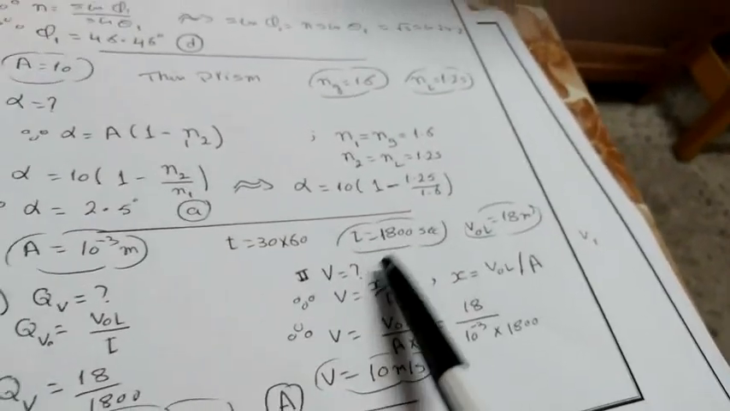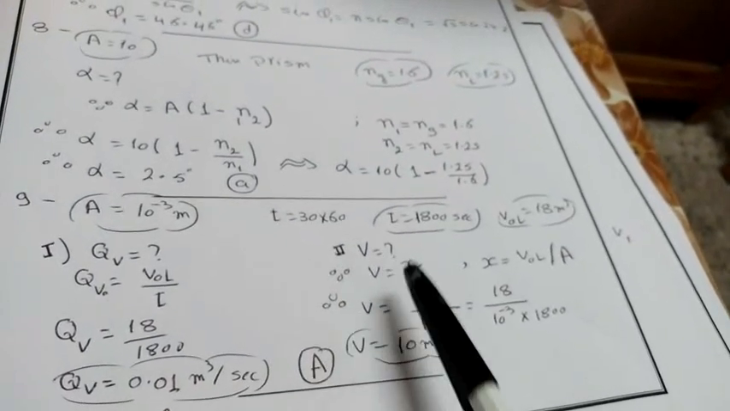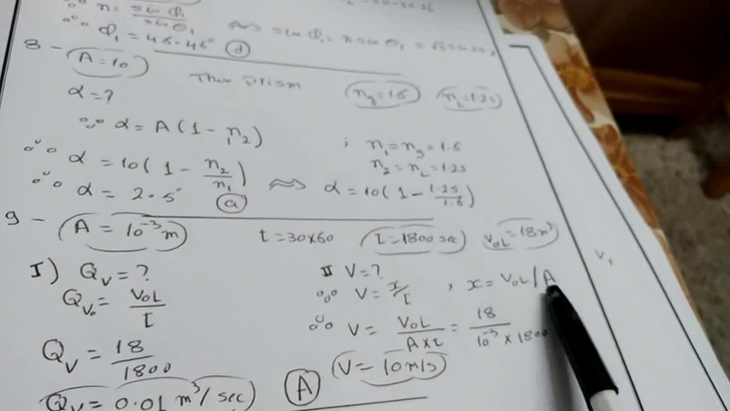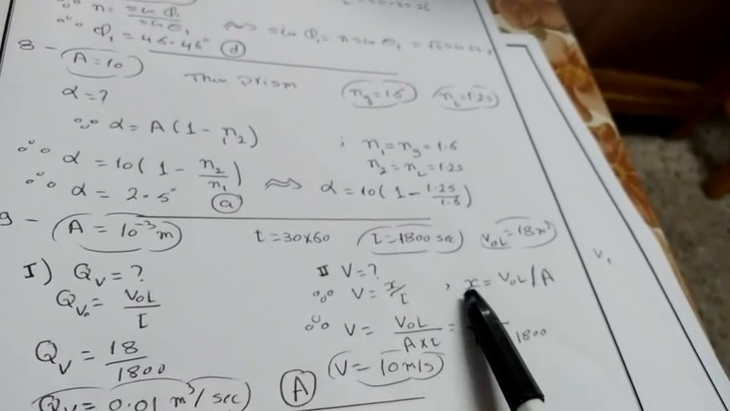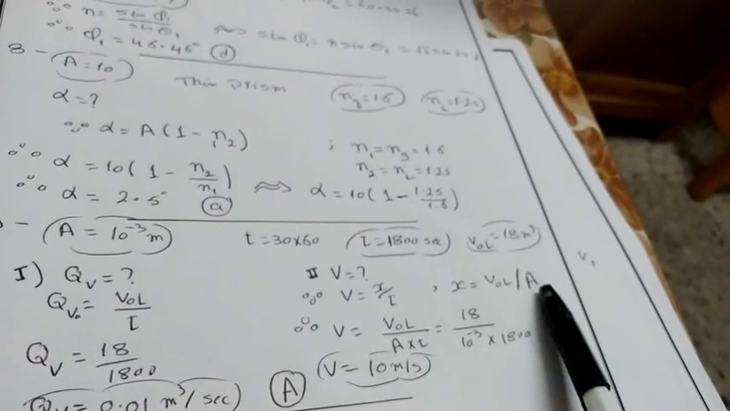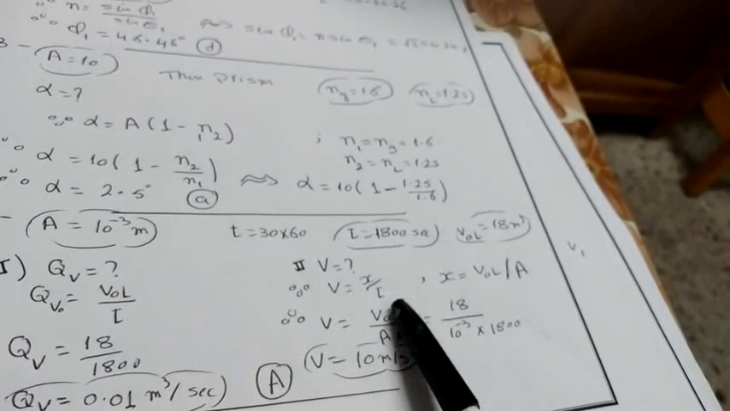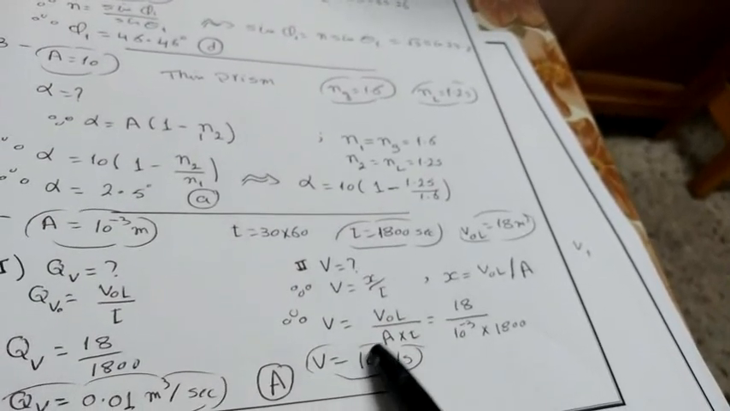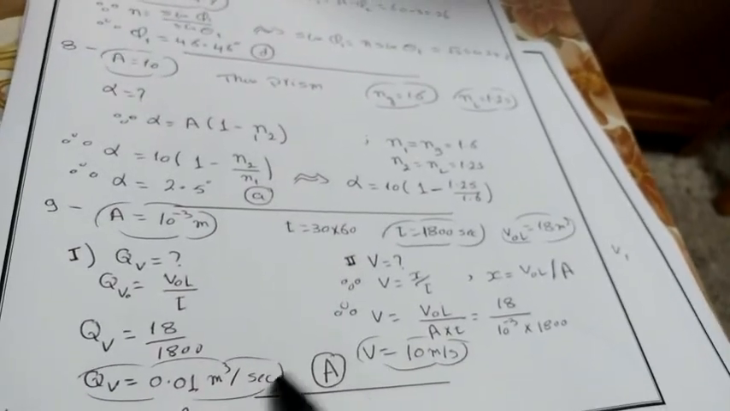Second one, he wants you to get the speed, and we know that speed equals distance over time, and volume equals distance times area. So distance x equals the volume over area. So the speed will be equal to volume divided by area times time. So the speed will be equal to 10 meter per seconds. So the answer is number A.